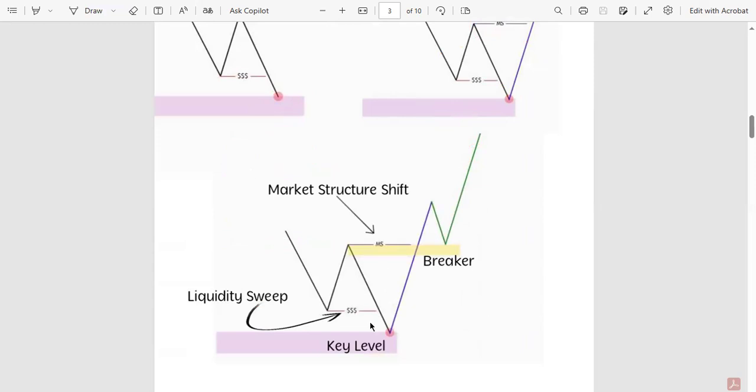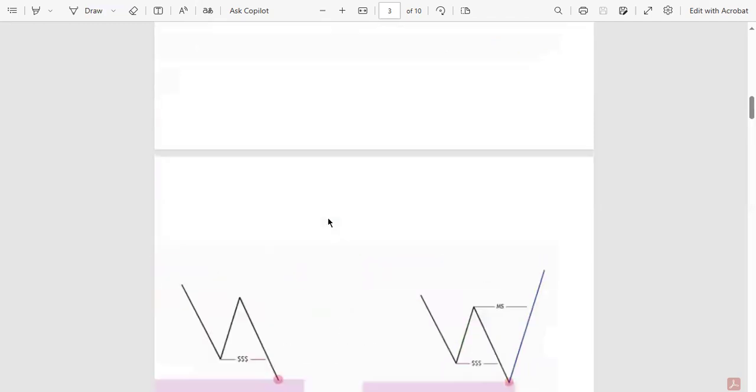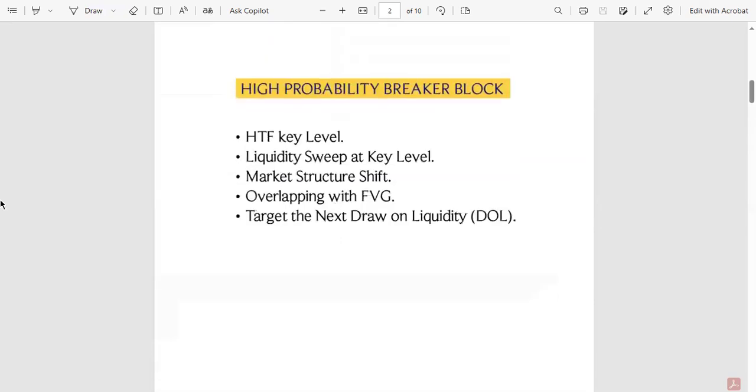Okay, and when you have your breaker block, if there is a fair value gap overlapping with the breaker block, that's going to be a high probability breaker block. Okay, so the steps are here. Okay, we're just showing the examples.